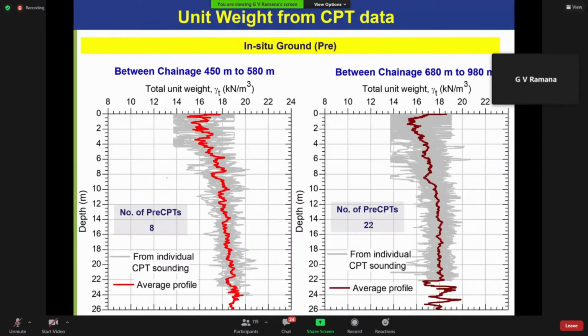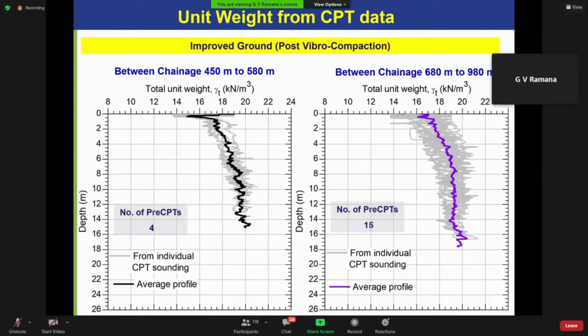And this is the unit weight of the ground before treatment. It is fluctuating between 16 and 18. And here it is 16, and then it remains sort of 17 and constant. Then after the post vibrocompaction also we had ECPT data.